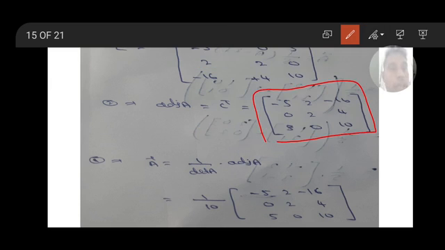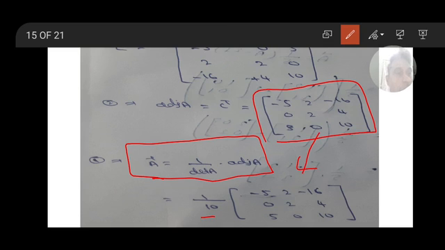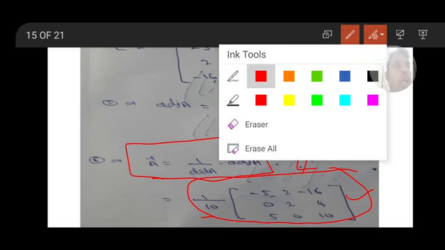And the formula A inverse equals, from the equation, 1 by det A into adjoint A, that is 1 by det A value is 1 by 10 and adjoint A means this matrix: minus 5, 2, minus 16, 0, 2, 4, 5, 0, 10. This is the A inverse matrix. If you multiply with 1 by 10, it is also correct. Next problem.